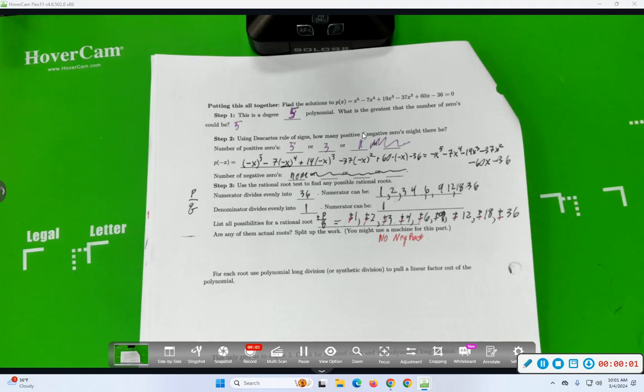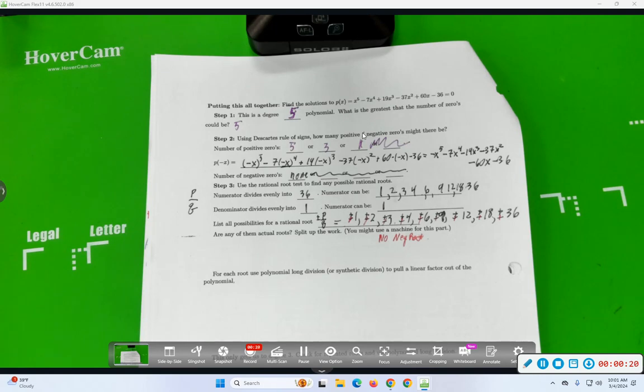I asked you to find solutions to that degree 5 polynomial. And so what did we do last time? Well, we said first it's a degree 5 polynomial, there will be 5 roots. Exactly 5 roots as long as you count with multiplicity and you allow for complex roots.